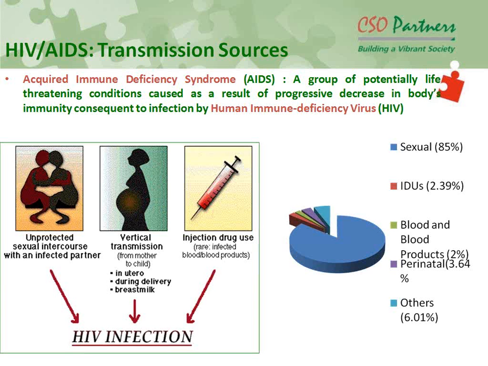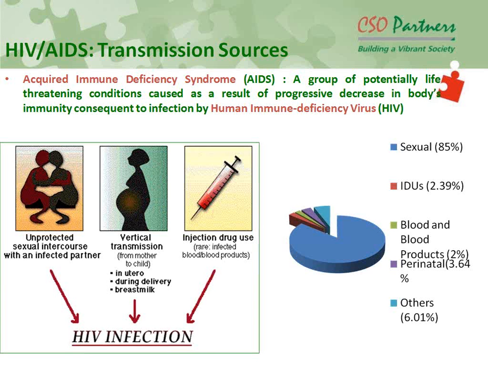Now, how it is transmitted, all of us probably know, but just to refresh your memory: it is through unprotected sexual intercourse with an infected partner. Vertical transmission, which is from mother to child. It might be in the utero, it might be during delivery, and it might also be transmitted through breast milk. And another mode is injecting drug use. If a syringe used by an infected person is used for another person, we might get transmission through blood.